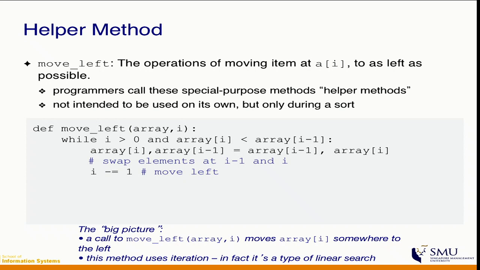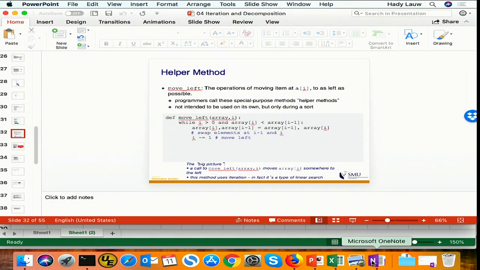Now the move left method, what it does essentially is to move an element to the left. So we start with some point i, and here we are going to compare it to the left, and every time we compare, if it is smaller, we're going to swap. If it is not smaller, we will still decrement down until to the left. Right? Now, we're going to look at a couple of examples to actually do this by hand.